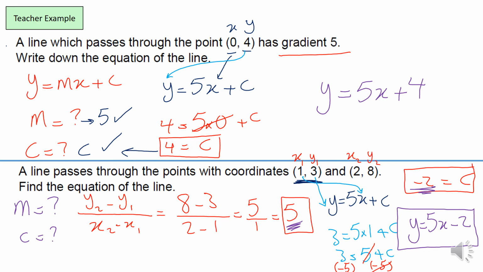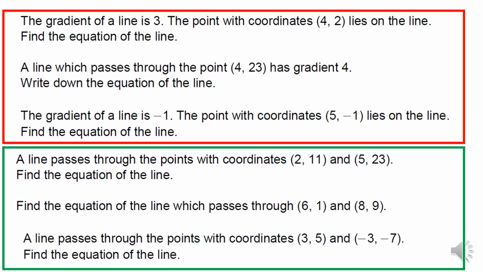Okay. Now, I have 6 questions for you to try. The first 3 questions, you don't need to find the gradient because it's been given to you. So your job is a little bit easier. So try those. The only thing you need to do is find c, write the equation. But for the green section, you have 2 points. You have to find the gradient yourself and then write the equation. And as you can imagine, the mark for the green section is more because you have to find the gradient yourself.